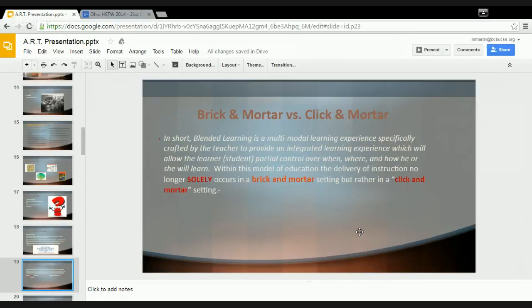So to make that a little bit easier, I'm going to summarize it this way. In short, blended learning is a multimodal learning experience specifically crafted by the teacher to provide an integrated learning experience which will allow the learner, our students, partial control over when, where, and how he or she will learn. Within this model of education, the delivery of instruction no longer solely occurs in a brick and mortar setting, but rather in a click and mortar setting. So that's how I will operationalize that.